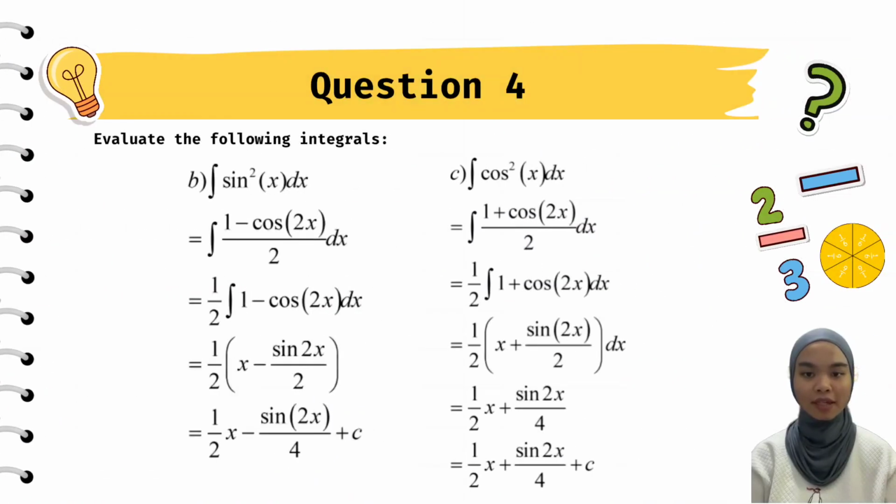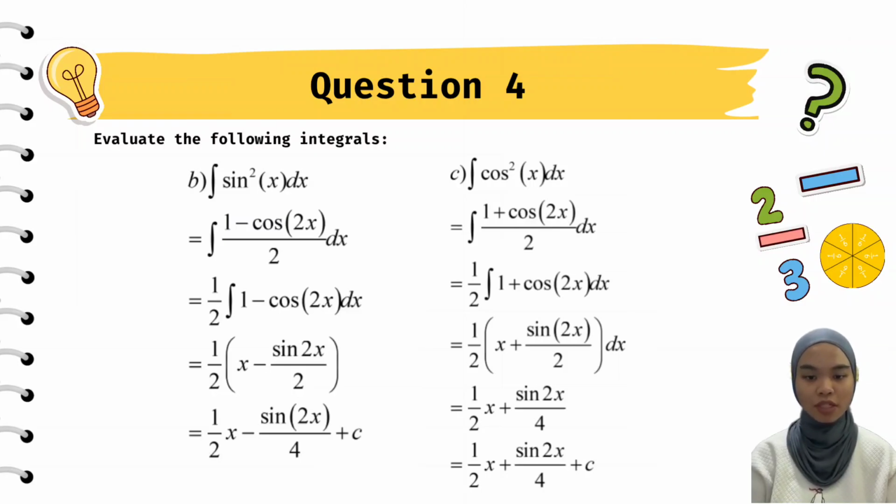Question B, integrate sin^2(x) dx. We know sin^2(x) is (1 - cos 2x)/2. And then after we integrate, we get 1/2 (x - sin 2x / 2). And the final answer is x/2 - sin 2x / 4 + c.